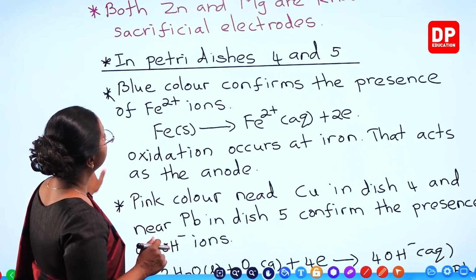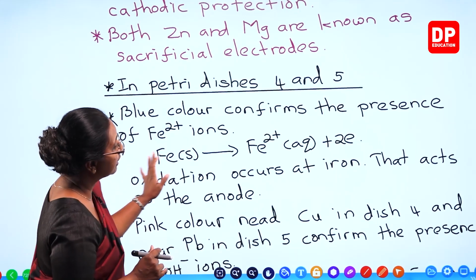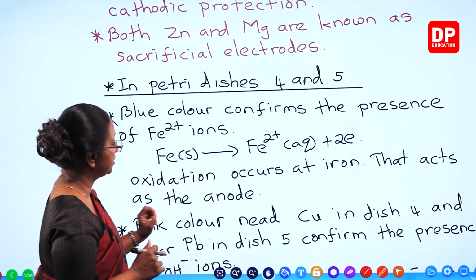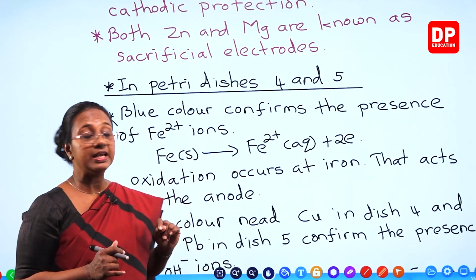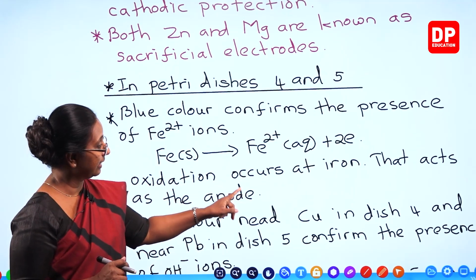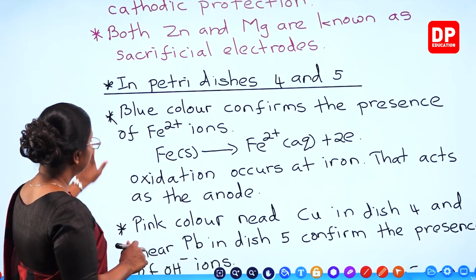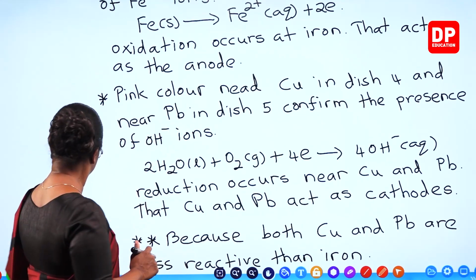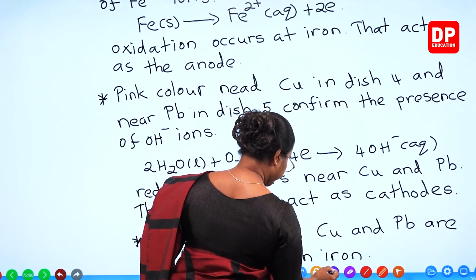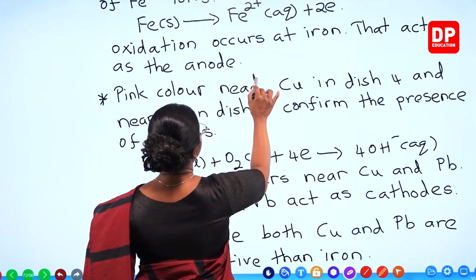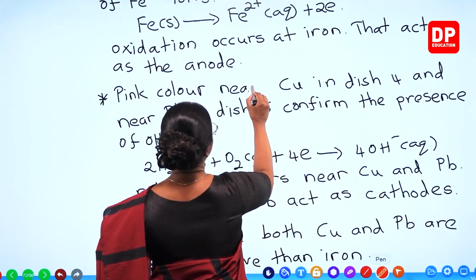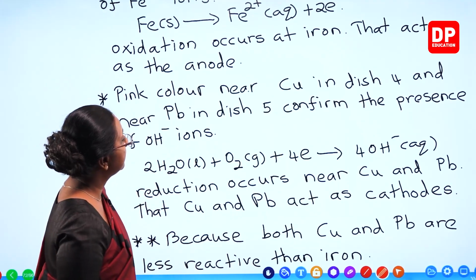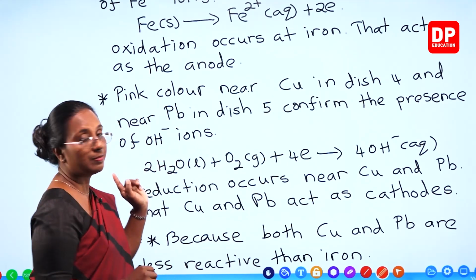So in Petri dishes 4 and 5, blue color confirms the presence of Fe2+ ions. That means Fe solid has undergone oxidation, forming Fe2+, losing electrons. Oxidation occurs at iron, which acts as the anode. At the same time, you can see pink color near copper in dish 4 and near lead in dish 5, confirming the presence of OH- ions.